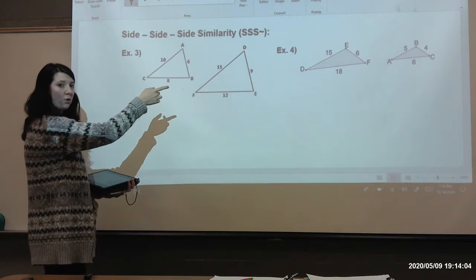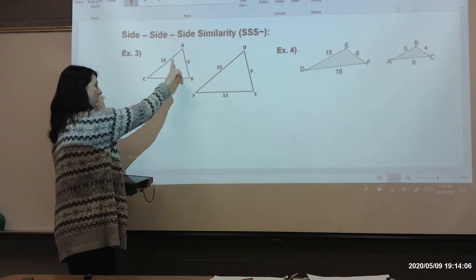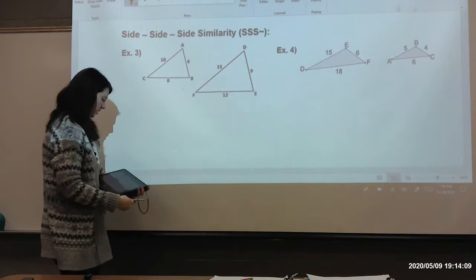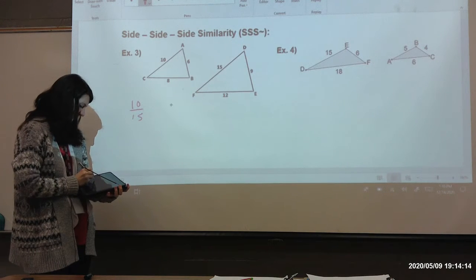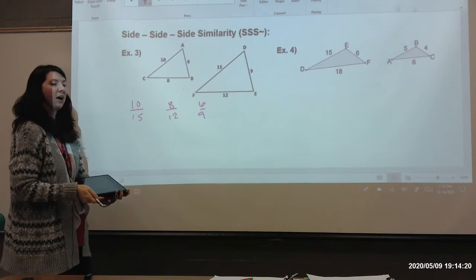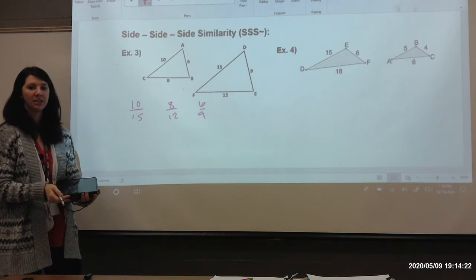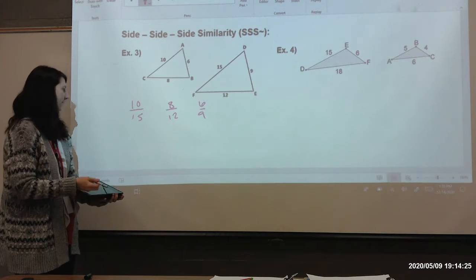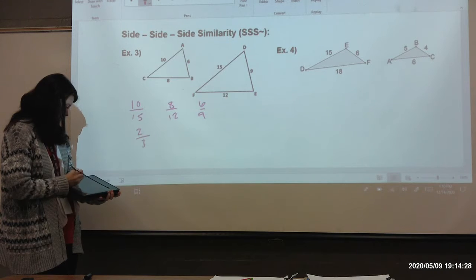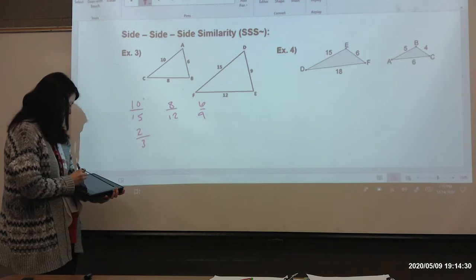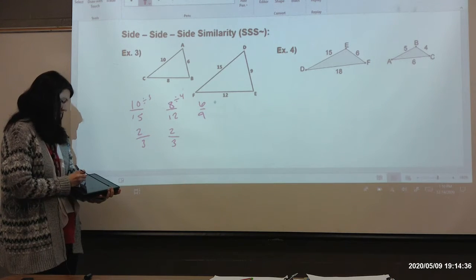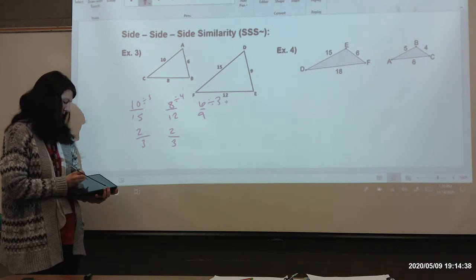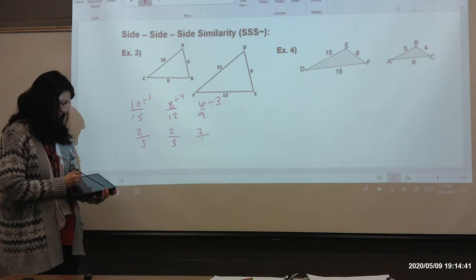So it doesn't matter what order you go in as long as you stay consistent. So I'm just going to go little to big, little to big, little to big. So that would be 10 over 15, 8 over 12, and 6 over 9. So now let's see how they simplify. What does 10 over 15 simplify to? That's 2/3, very good. Okay, 8 over 12, let's see, both of these were divisible by 5. Both of these are divisible by 4, so that would be 2 over 3. And both of these are divisible by 3, so that would be 2 over 3.